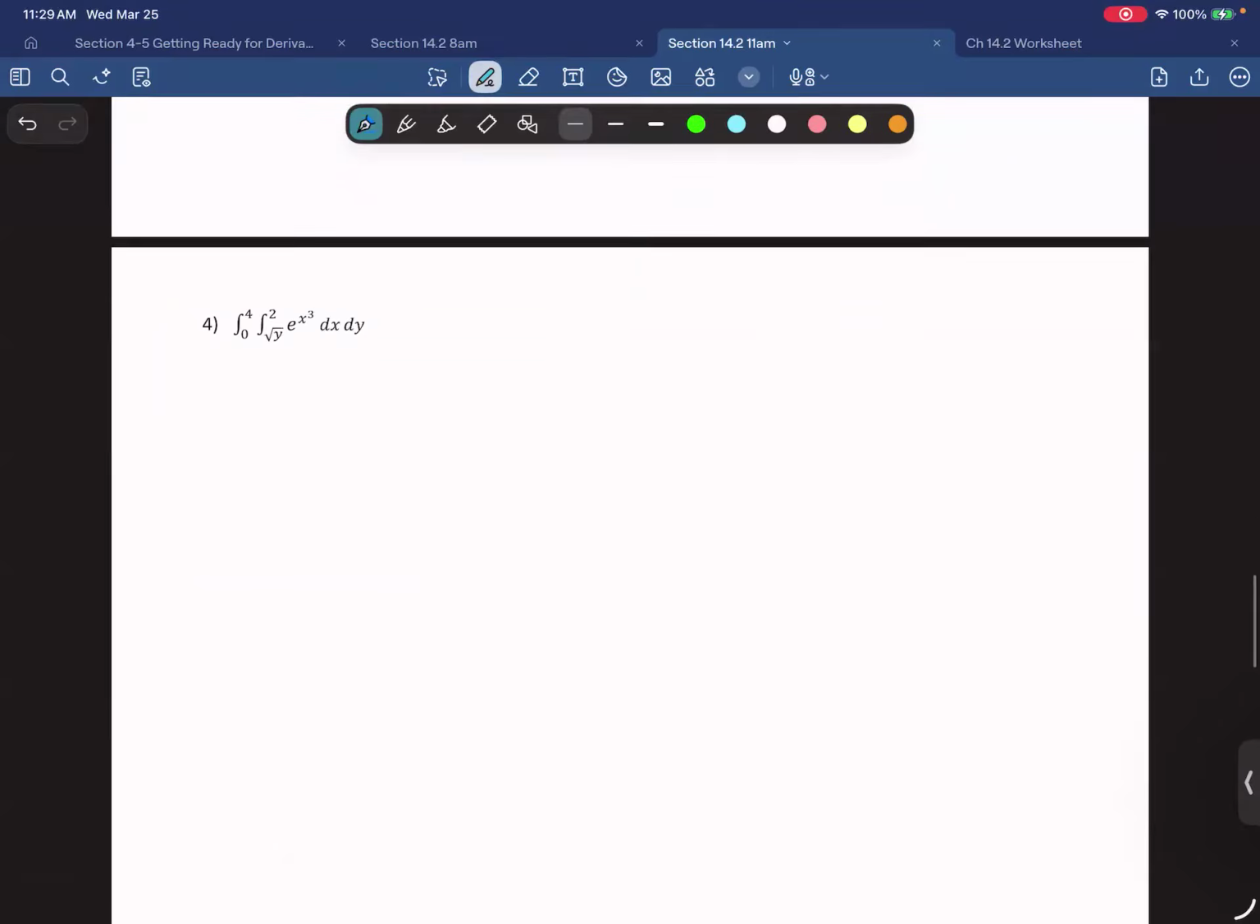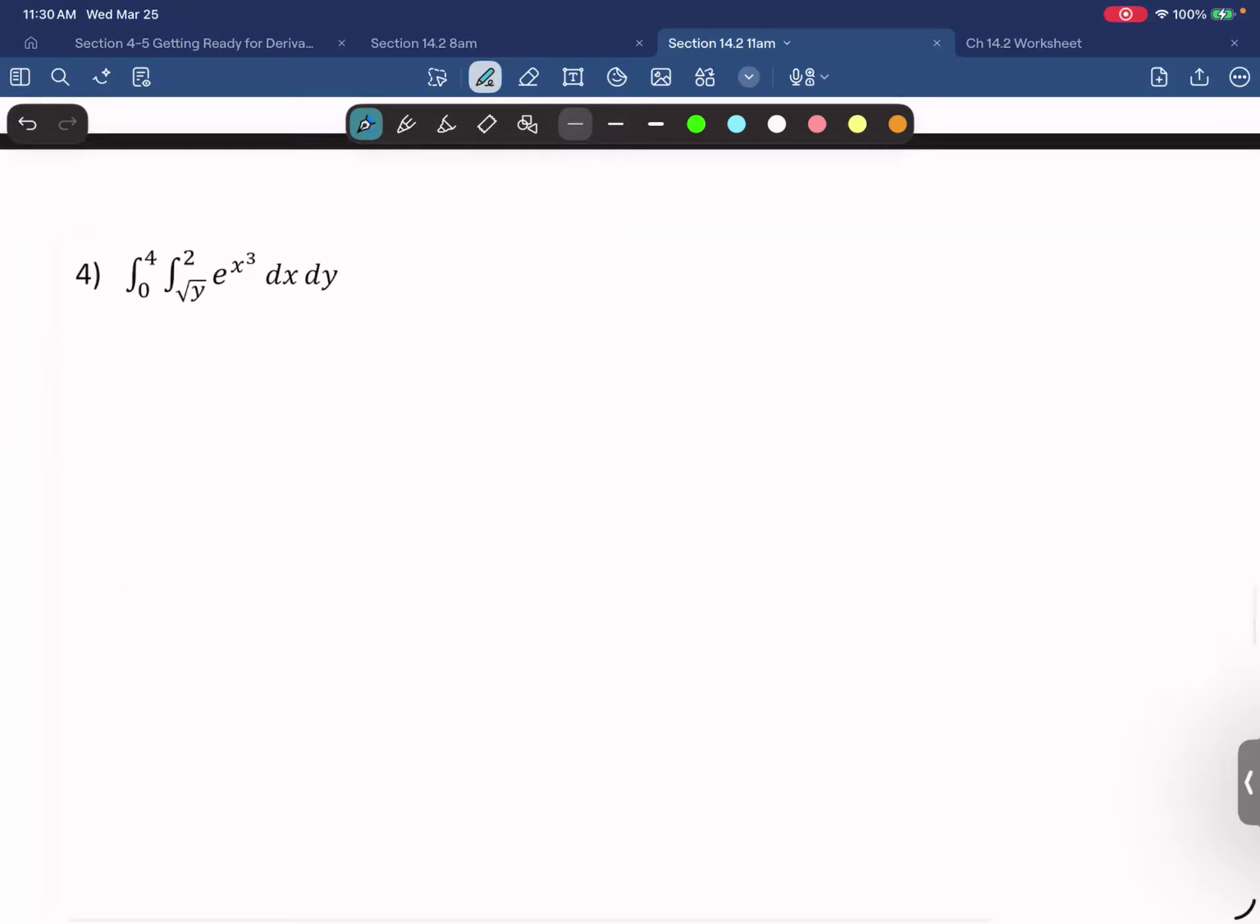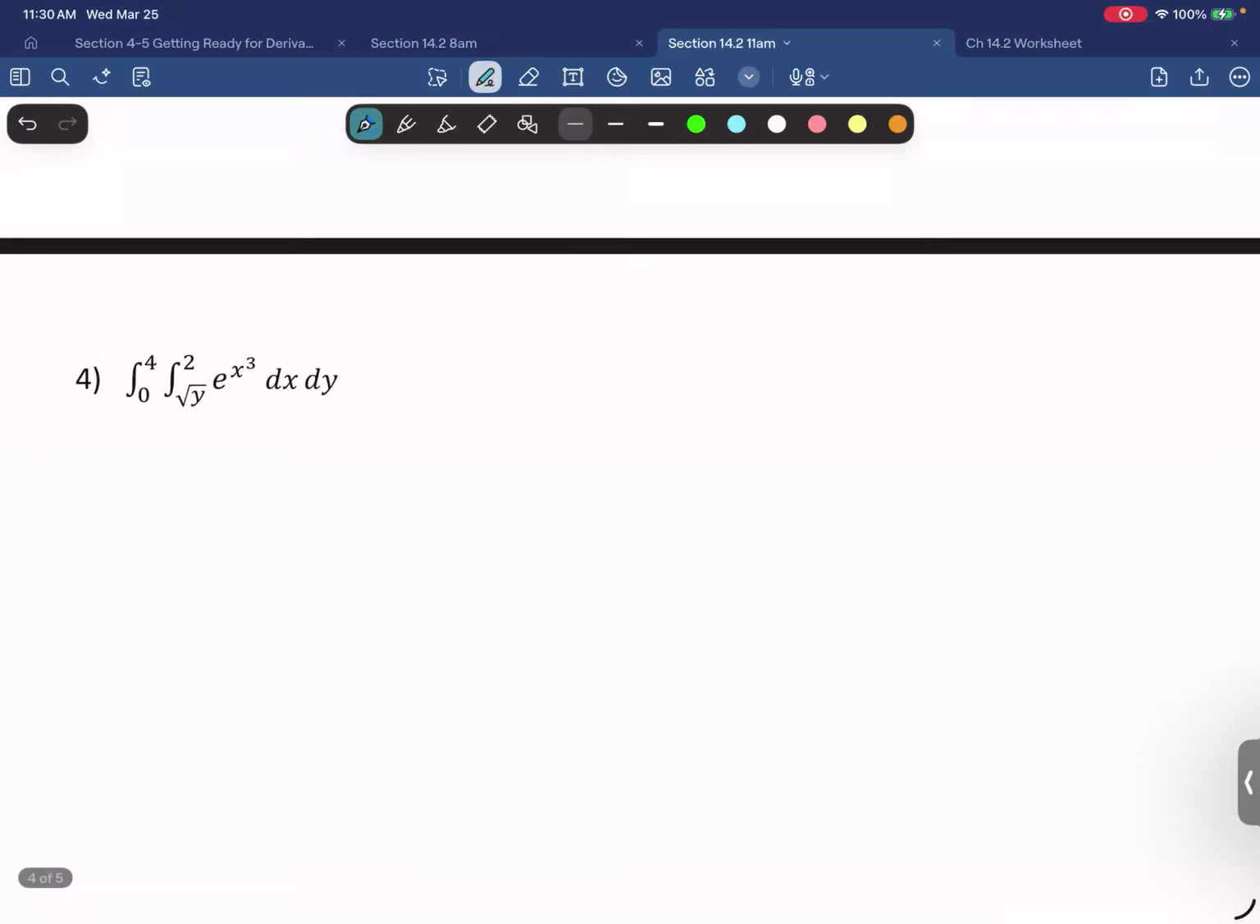Next problem. The integral's already set up for us. That's nice. That's handy. Can I do anything with this? What's the integral of e to the x cubed? I don't know about you. I have no idea. That's my inclination.